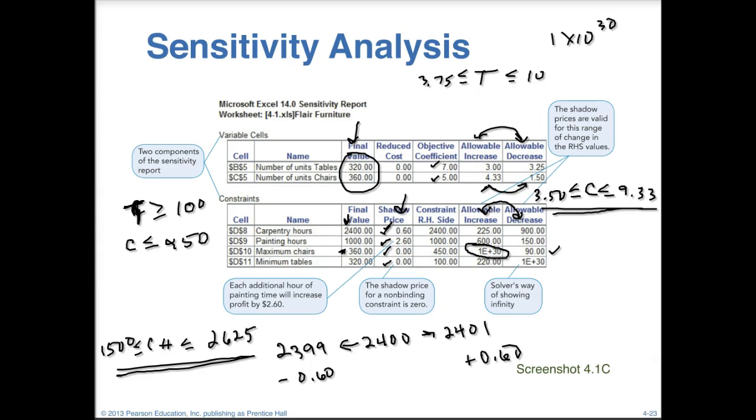Of course, here's the infinity again. And we also see the 220 here. We need to have at least 100 tables. So, of course, the difference in between 320 and 100 is 220. So as long as we don't go under producing 100 tables, then profits should stay the same.